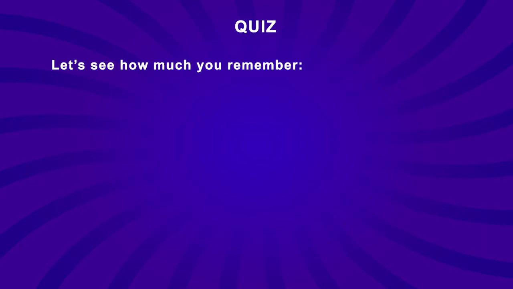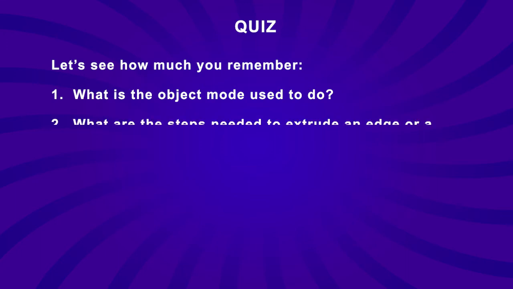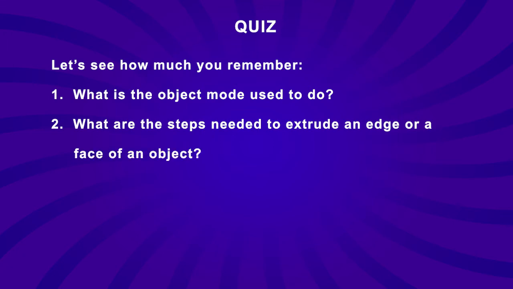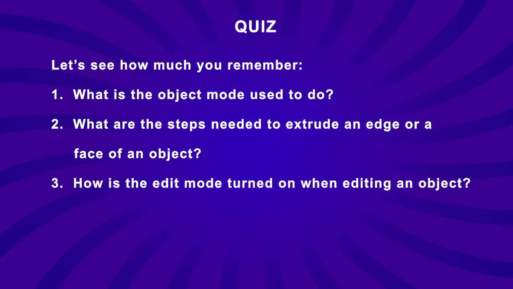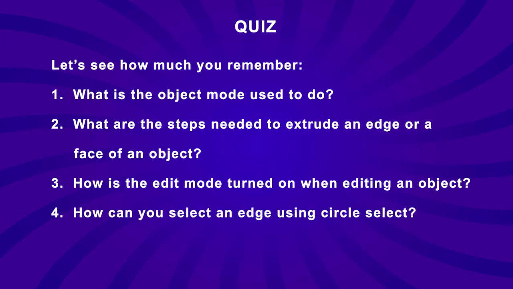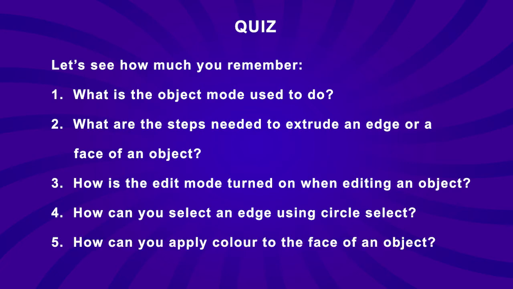Let's see how much you remember. Question 1. What is the object mode used to do in Blender? Question 2. What are the steps needed to extrude an edge or a face in Blender? Question 3. How is the edit mode turned on inside of Blender? Question 4. How can you select an edge using the circle select? Question 5. How do you apply color to an object in Blender?